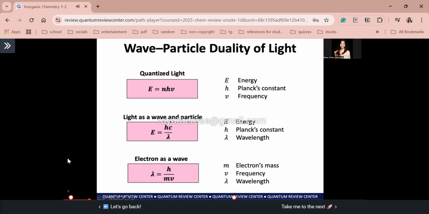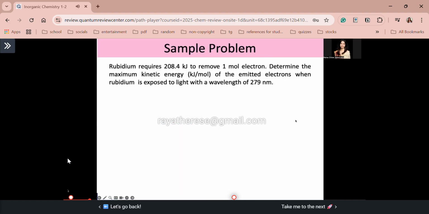So guys, memorize my equations, okay? Because these equations really appear in the board exam. You need to use these for solving. With that, we have this first sample problem. So let's answer this together.